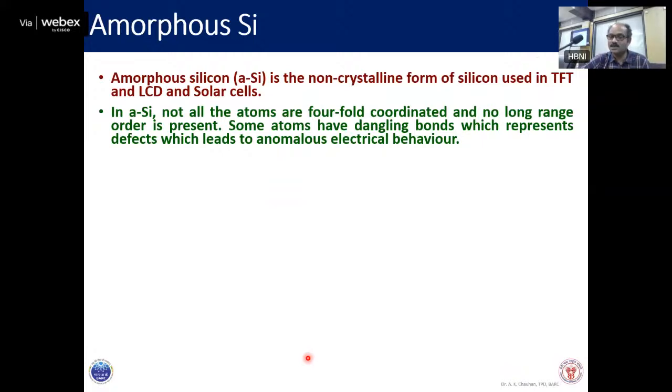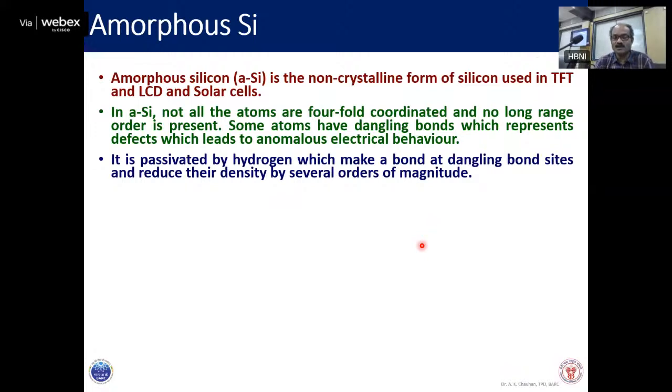However, in amorphous silicon, there are several bonds which are not actually saturated. And there is no long range order, like there was in single crystals. So atoms obviously will have dangling bonds, and these are the defects. Because of these defects, a lot of anomalous electrical behavior can be observed.